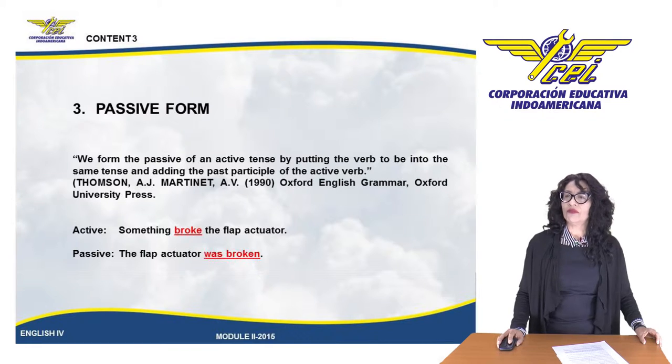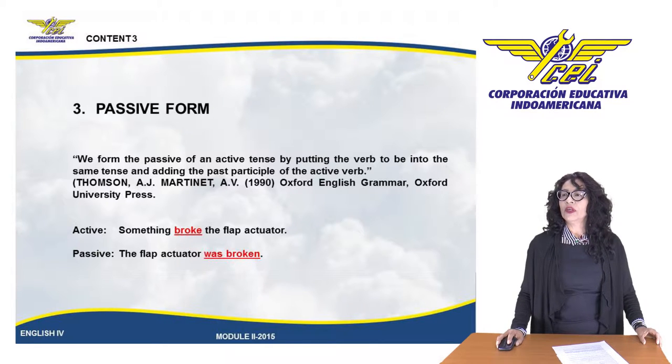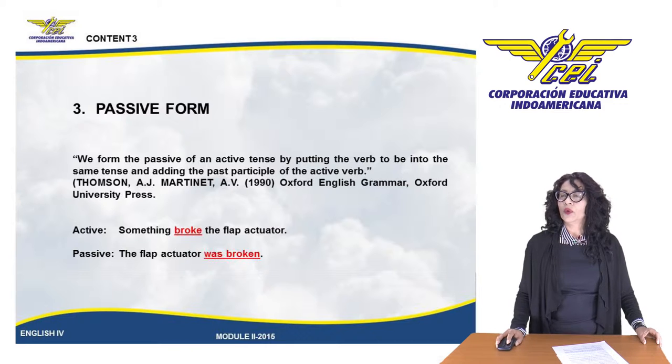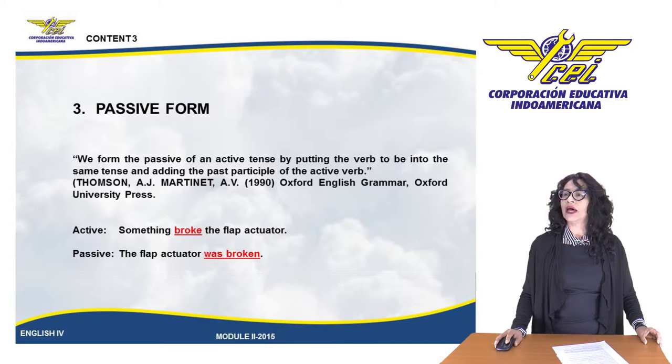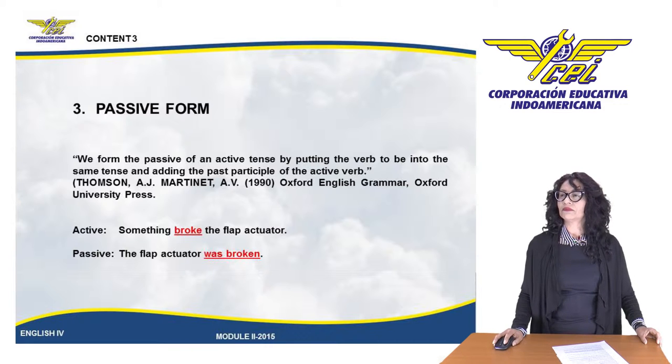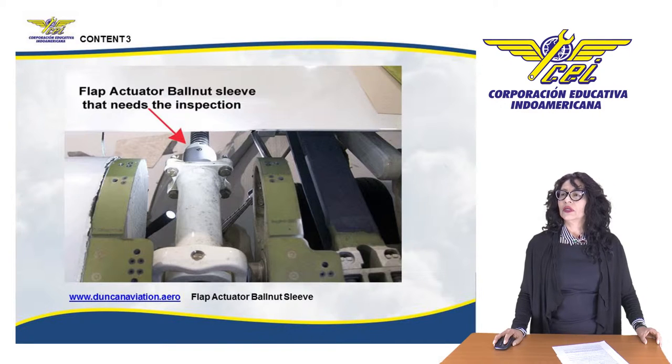We have two examples. First, we have an active verb: something broke the flap actuator. We have the verb in past tense, and we need to change it to the passive. We have: the flap actuator was broken. Remember, this is the verb to be, changed to past tense, and broken is the active verb in past participle. I put this image here to show where the flap actuator is, the arrow shows this.